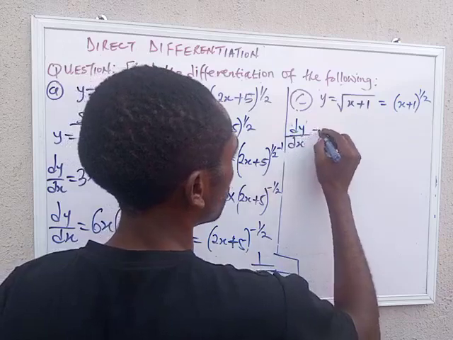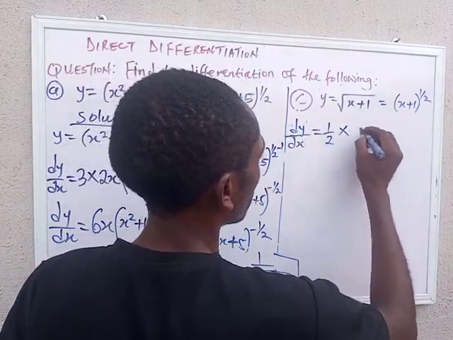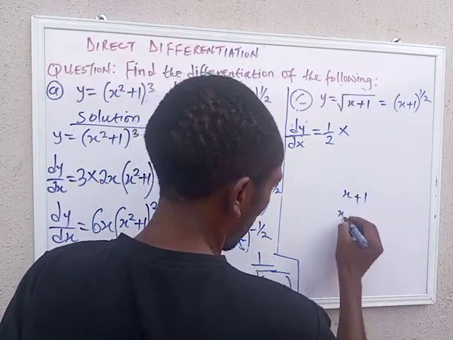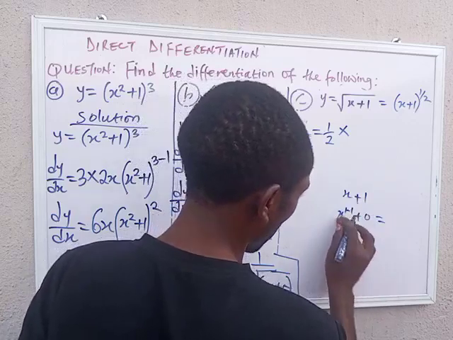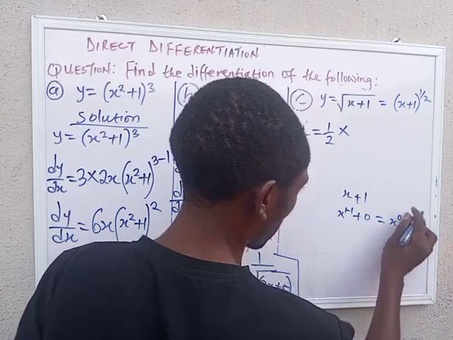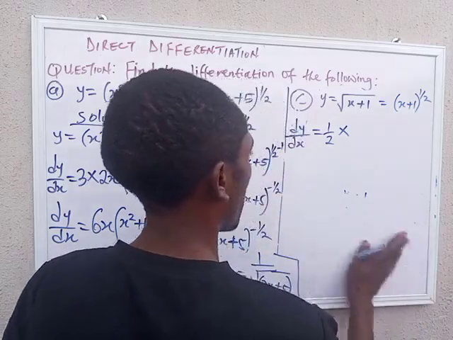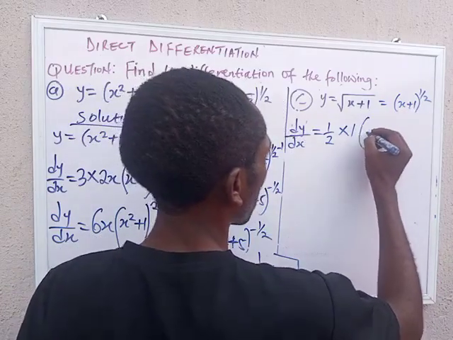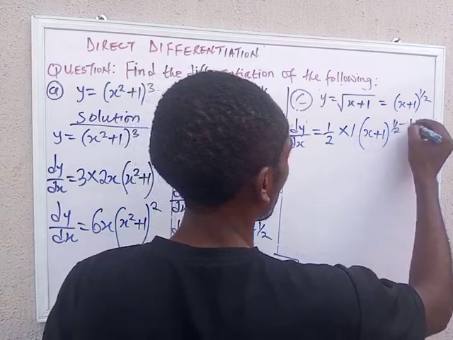Dy dx is going to be equal to, bring down this power, 1 over 2 times, we differentiate what is in the bracket, x plus 1. This is x raised to the power of 1 minus 1 plus 0. So we have x raised to the power of 0 here plus 0. x raised to the power of 0 is 1. 1 plus 0 is equal to 1. So the differentiation of this is just 1. Then repeat the bracket, x plus 1. Then 1 over 2, reduce the power by 1.